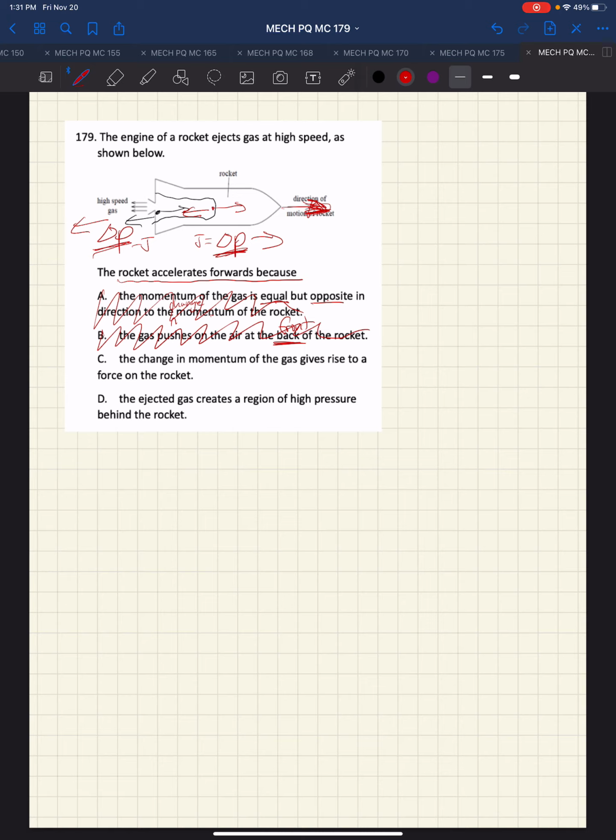That's just false. The change in momentum of the gas gives rise to a force in the rocket. Change in momentum and a force. So, well, let's look at our four-way equivalence. The change in momentum of the rocket gives rise to a force over a period of time. So this one, there's nothing factually wrong about this in the statement. The ejected gas creates a region of high pressure behind the rocket. That is true.